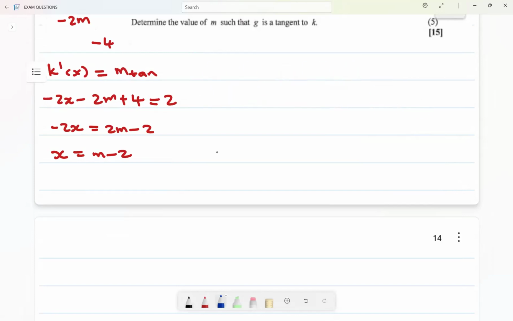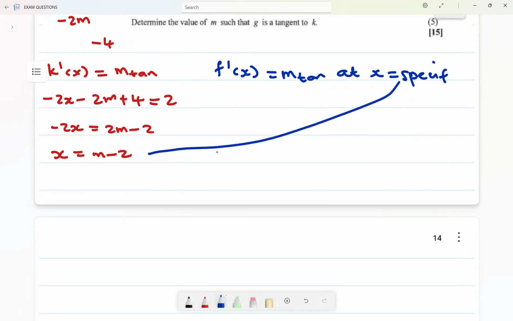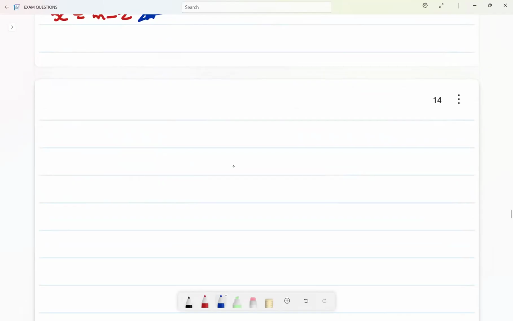First condition of that, the gradient at specific x coordinate. Which specific x coordinate? m minus 2 in this case. So I'm going to look at the second condition that says the value of y at this x coordinate, they are common, they are the same.